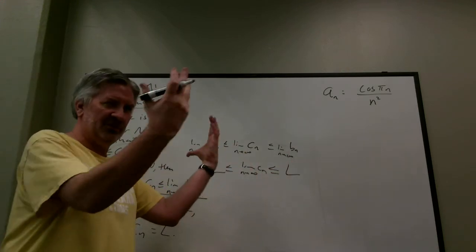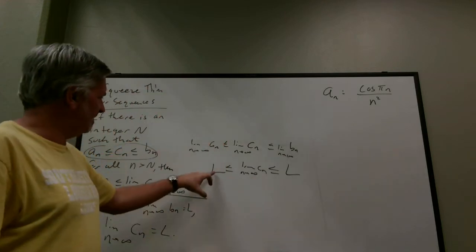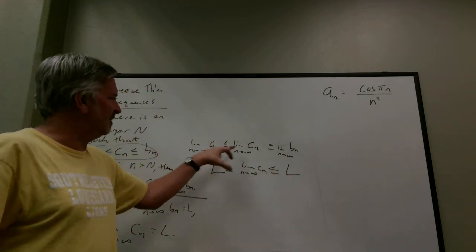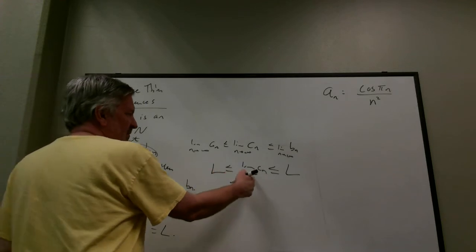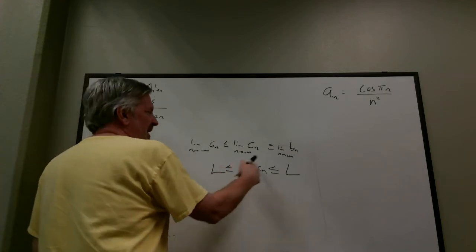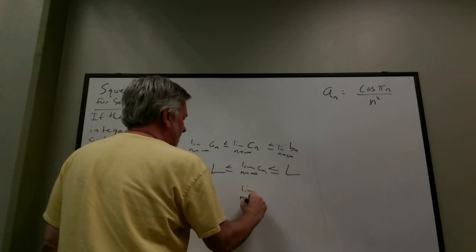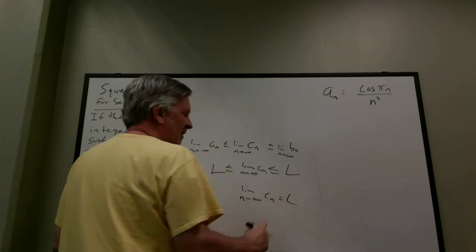It told you that the limit of c was between those two numbers. But they say, suppose both of the limits on the outside are L. Well, obviously, what's the only way a number can be bigger than or equal to L and less than or equal to L? The limit as n goes to infinity of cn would also have to be L.